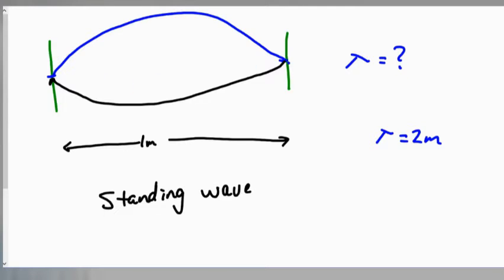Of course, we have to have some definitions. The place where the standing wave is meeting in the middle is referred to as a node. And the places at the top and the bottom are antinodes.